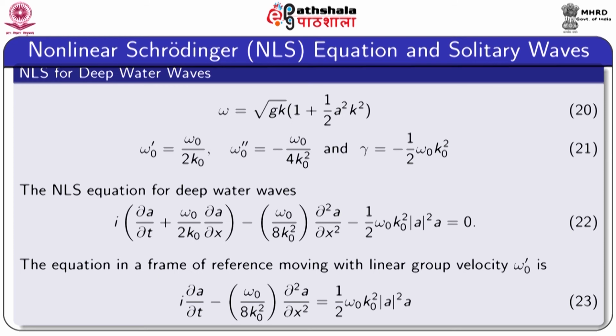Now, if we think about a frame which is moving with the linear group velocity omega 0 dash, in that frame equation 22 reduces to the form which is written in equation 23. So, for this case the coefficient of del A del x becomes 0. So, here we again obtain a nonlinear Schrodinger's equation for deep water waves starting from the dispersion relation. Now, we want to solve this equation.